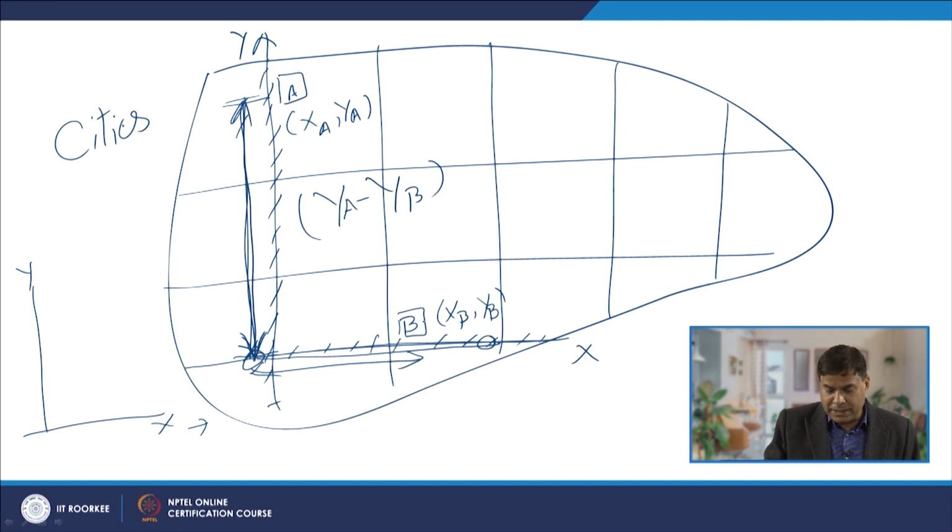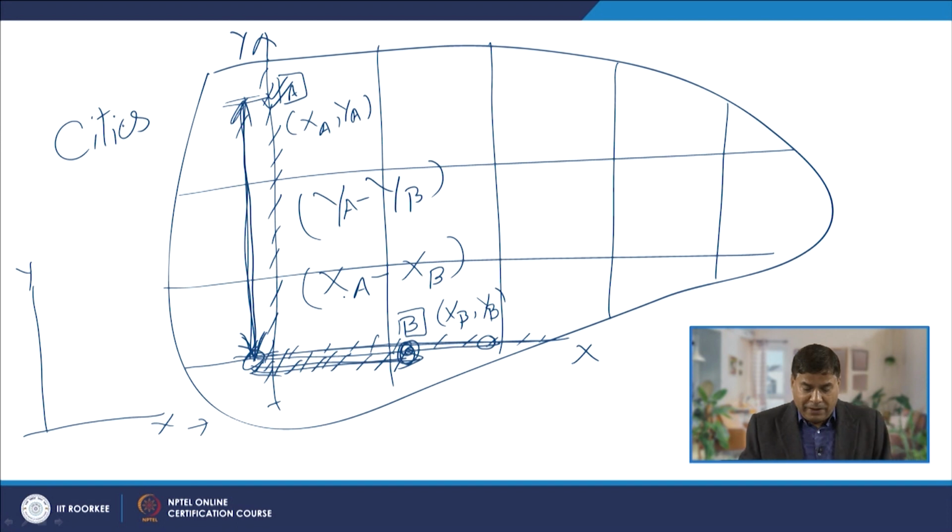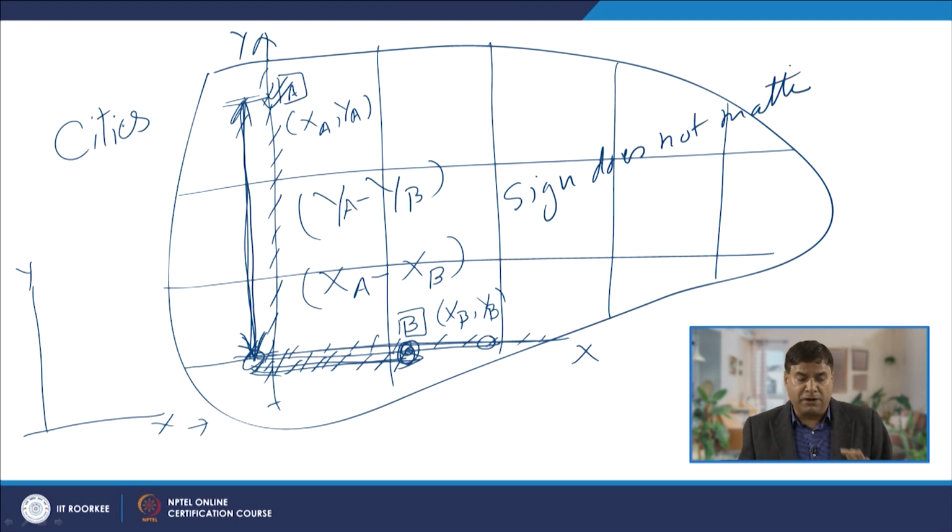And then additionally, to reach location B, we have to travel further by this much distance, which is the difference between the x coordinate at location B and the x coordinate of location A. So, the distance to be travelled in the x direction will be equal to the difference x A minus x B. Since all these distances are positive, the sign does not matter, and we take the absolute values of the difference.